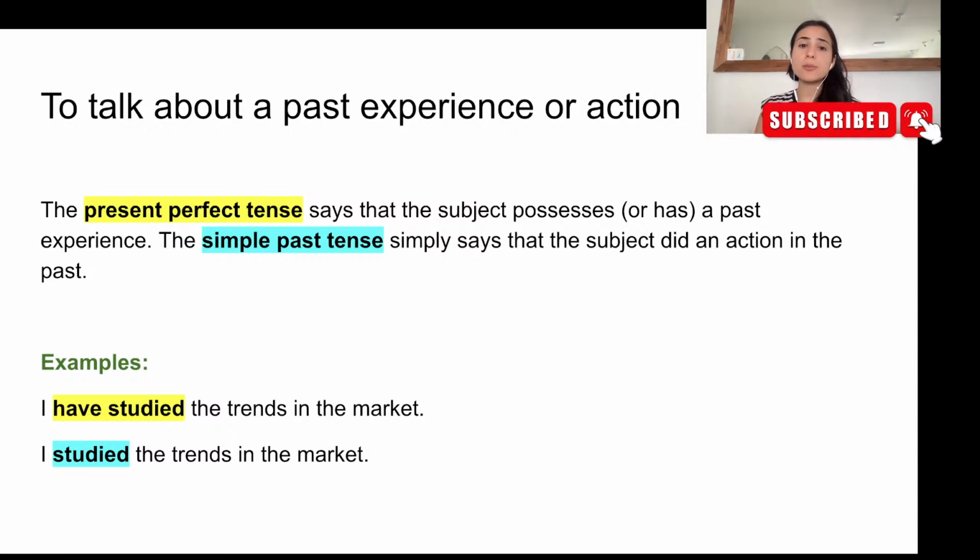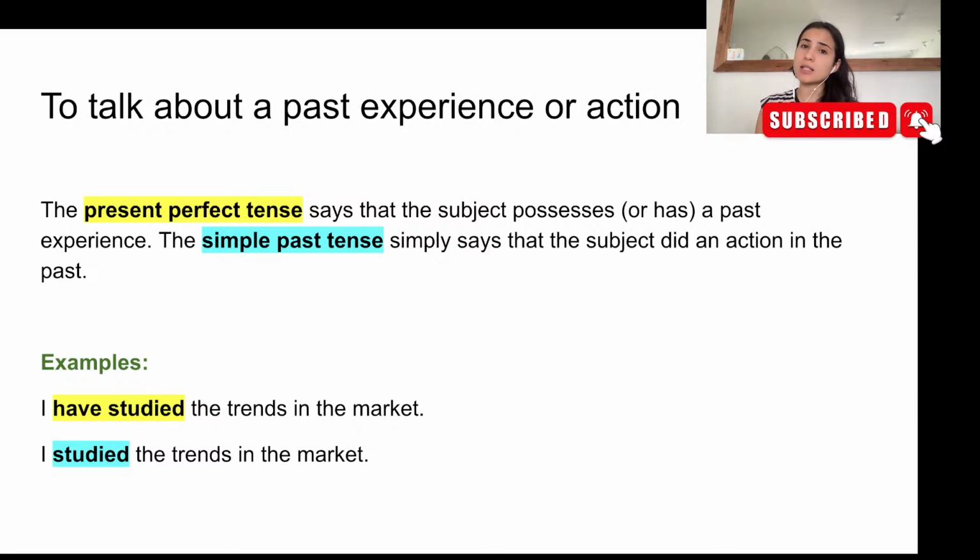All right, so the present perfect tense says that the subject possesses, so it owns, or has a past experience, okay? Anything in the past related to an experience, you're talking about something that you went through, something you experienced, something you tried. We're going to use the present perfect. So some examples for this. I have tried sushi. This is an experience. I have done scuba diving. Another experience. She has gone skydiving, different experiences. They have visited Japan, another experience, right?